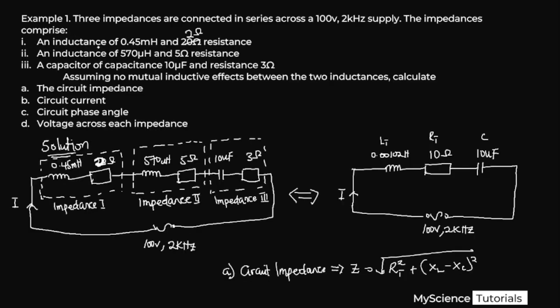So we said that our impedance Z is equal to the root of R squared plus, in brackets, XL minus XC squared. But if we look at the parameters that we have over here, we realize that we know R total, but we only have LT and then C. We don't have XL and then XC. So we need to find what XL is, and then we need to find what XC is. Once we find these two, we can go ahead and substitute them into this formula to get our impedance.